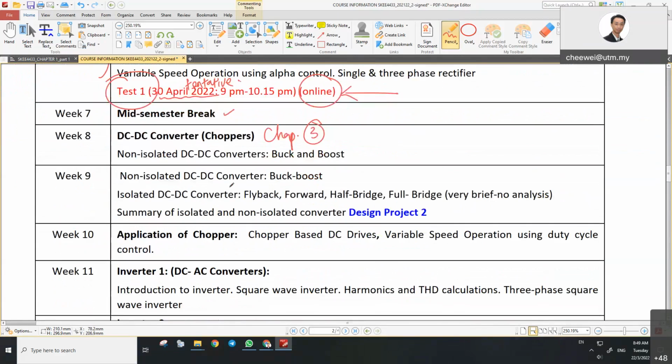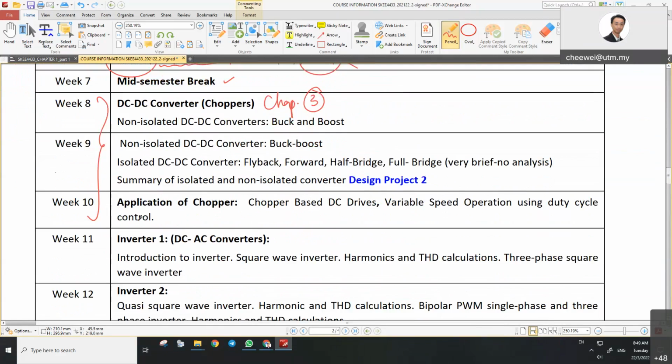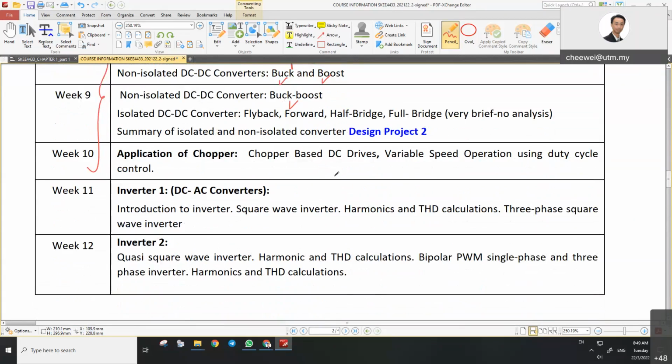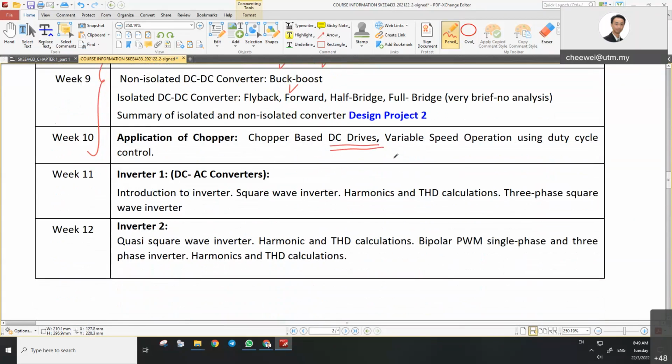Chapter 3 is DC-DC, also known as chopper. How many weeks? Oh, that's a lot. 3 weeks as well. Chapter 3, we will look at 3 things only. One is buck, the second is boost, the third is buck-boost. 3 major groups of this chopper, the DC-DC converter. And then some brief summary on isolated and non-isolated converters, not into the details. Then the application: how do you apply these DC-DC converters in a drive, yeah? Drives that involve motors and speed control.